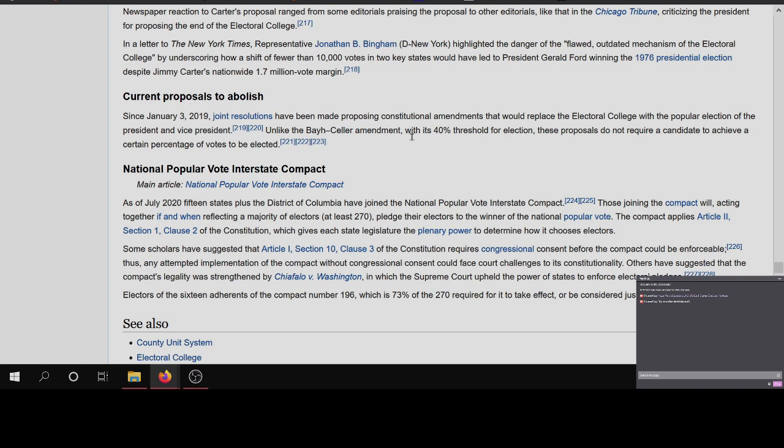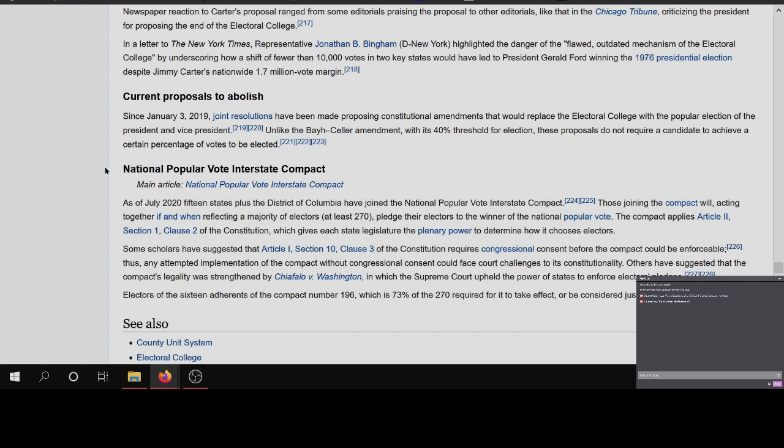So this would be current, so not old. Along with it says, unlike the Bias-Seller Amendment with its 40% threshold for election, these proposals do not require a candidate to achieve a certain percentage of votes to be elected. So this old one is percentage based.